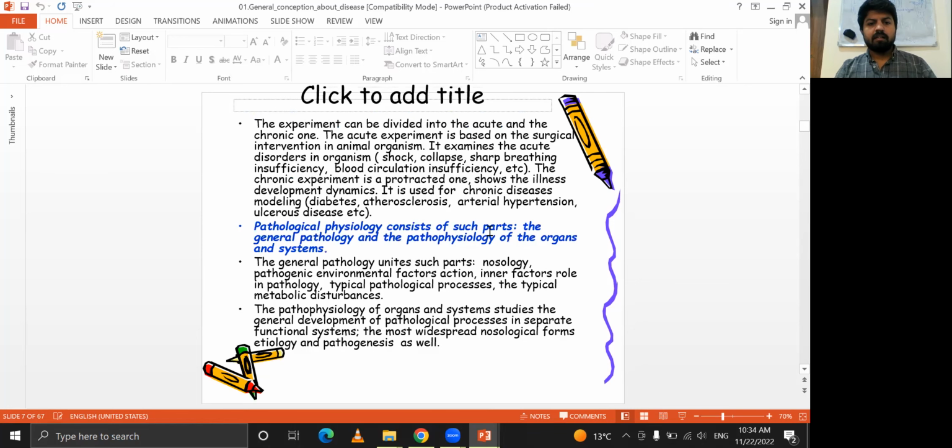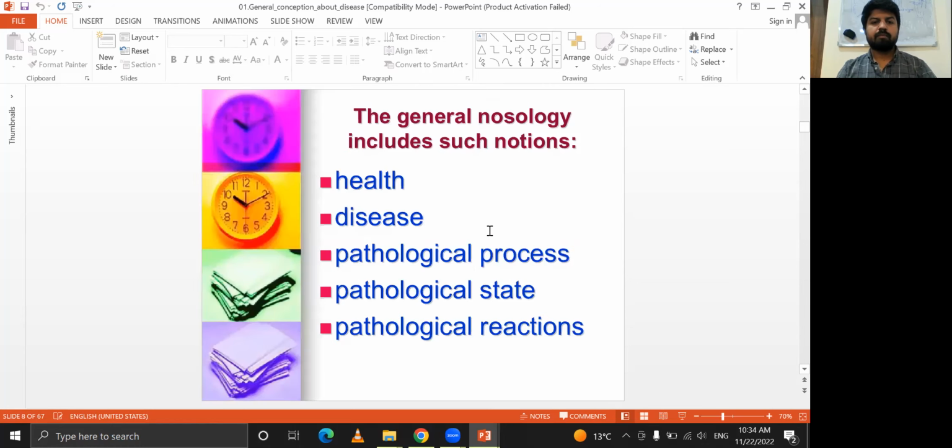Pathological physiology consists of such parts: the general pathology and the pathophysiology of the organs and systems. The general pathology unites such parts as nosology, the action of pathogenic environmental factors, the role of inner factors in pathology, and its typical processes, the typical metabolic disturbances. General nosology includes such notions as health, disease, pathological process, pathological state, and pathological reactions.